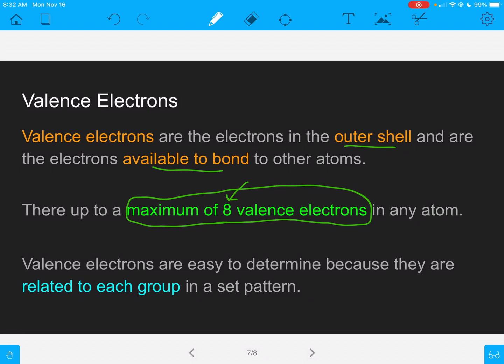Valence electrons are easy to determine because they are related to each group on a set pattern. What are you talking about now, Ms. Bowman? There's a set pattern. Well, let's check out this next slide and you will see.